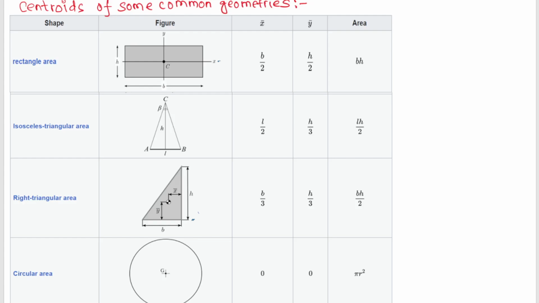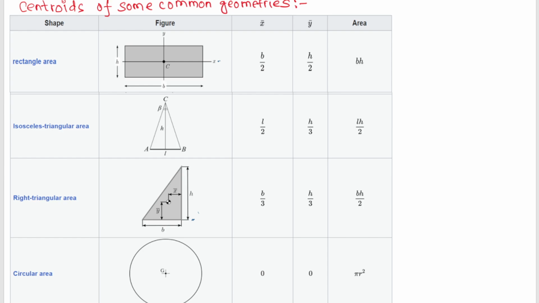So in this third video, we are going to see the centroid of some very common geometries, which we usually encounter in this particular topic. So first geometry is rectangle. Rectangle has a dimension in which you can say the length of the rectangle is dimension b and height of the rectangle is dimension h.